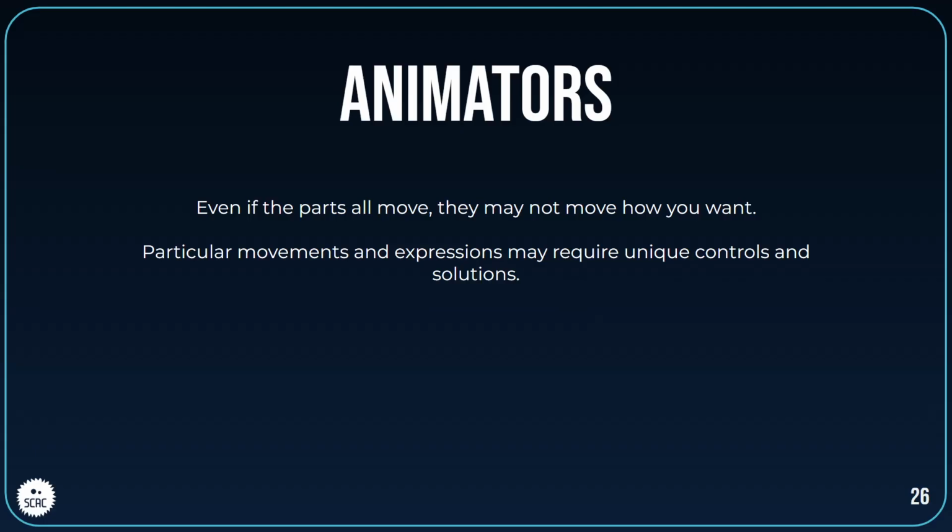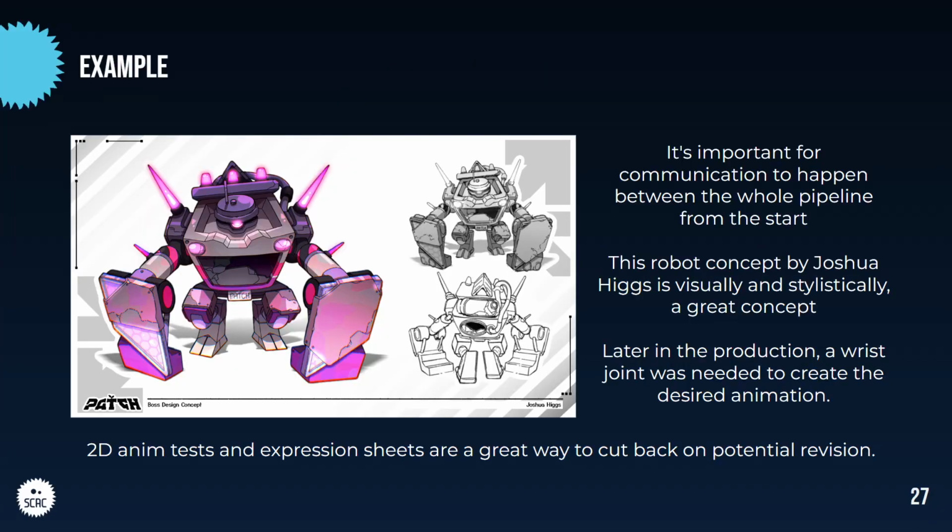Now to the animators. I've touched on this so far, but knowing how it's going to move and making sure you're giving them all the tools they need will prevent any backtracking you might have to do. This is a concept for the game Patch by Joshua, same guy who did the frog. Great artist, amazing concept. They were going for a gorilla type robot, and it nails that. But they did run into an issue later on where the animators realized they needed one more joint in the wrist area, and they didn't have that, so they had to backtrack a bit.